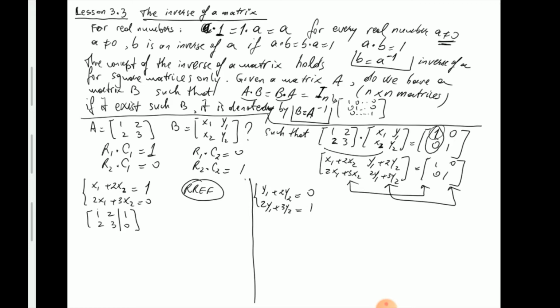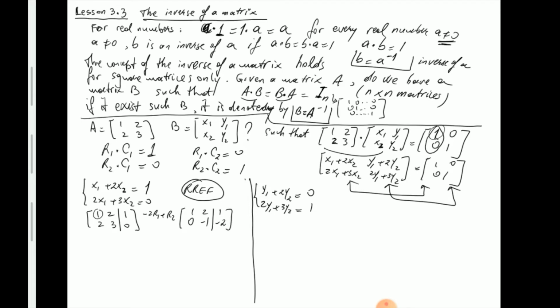We have already the first leading one. So we need to produce 0 below it. For that we do minus 2 row 1 plus row 2. And the next matrix will be 0, let's see, minus 2 times 2, that's minus 4 plus 3, minus 1. And then 1 times minus 2 plus 0.